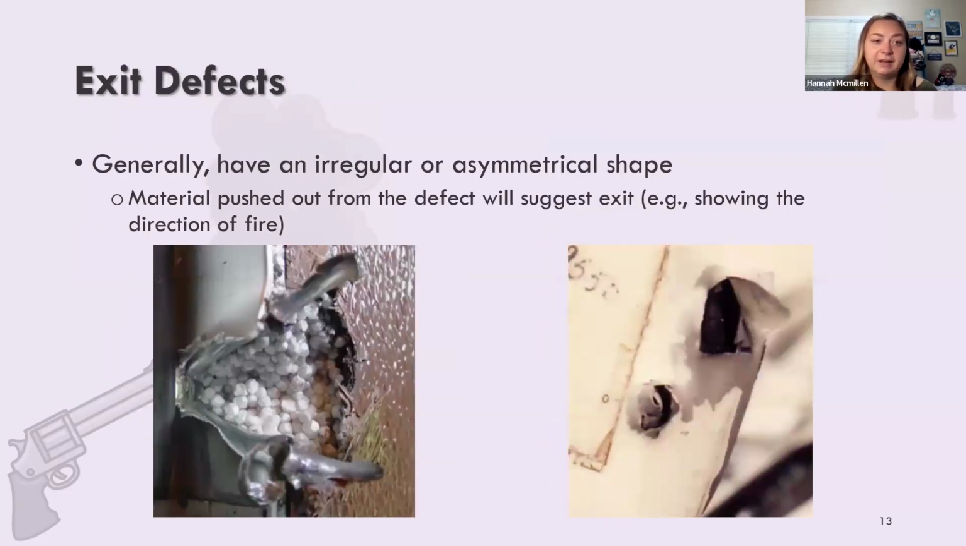And then we have exit defects. Generally these have an irregular or asymmetrical shape, because the material is going to be pushed out from the defect, suggesting an exit. So it's going to show the direction of fire. You can see here the material is being pushed out. The styrofoam is being pushed in the direction of fire that the bullet would have traveled through. And again, you can see the material is being pushed out as the bullet was traveling in that specific direction.